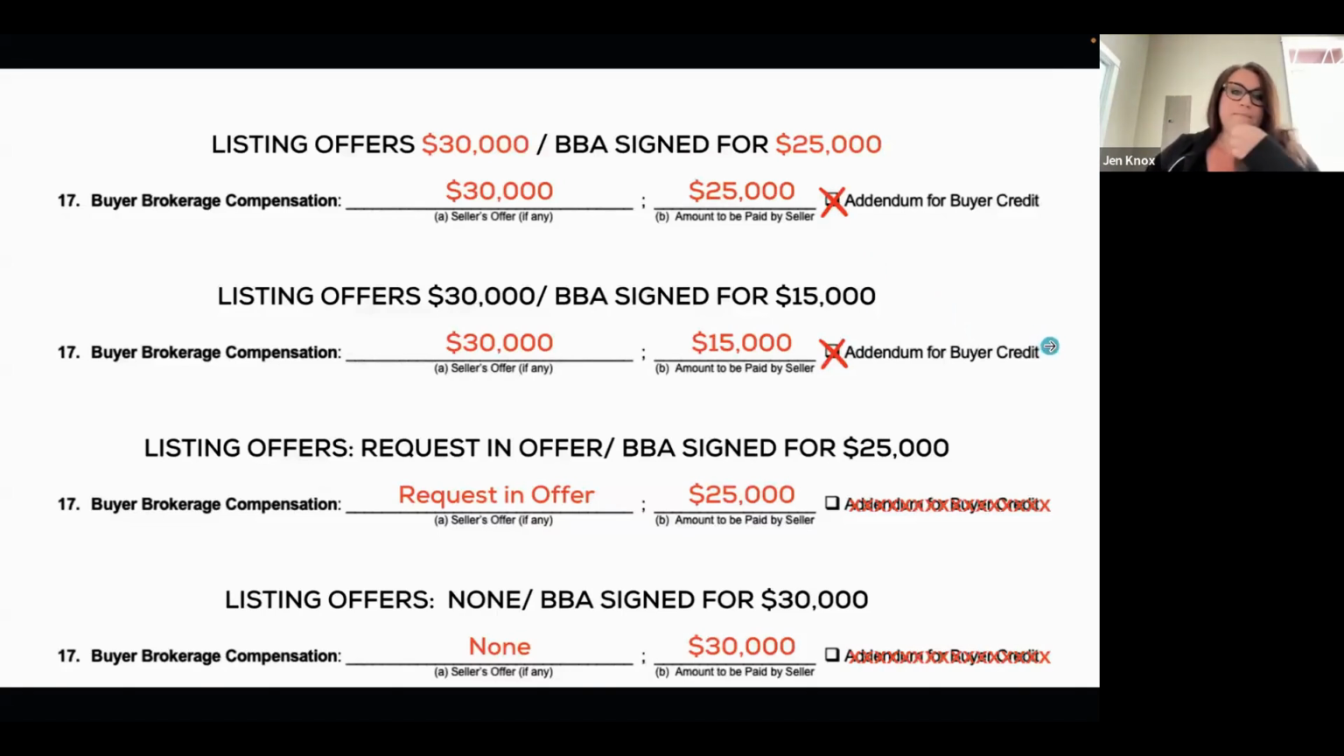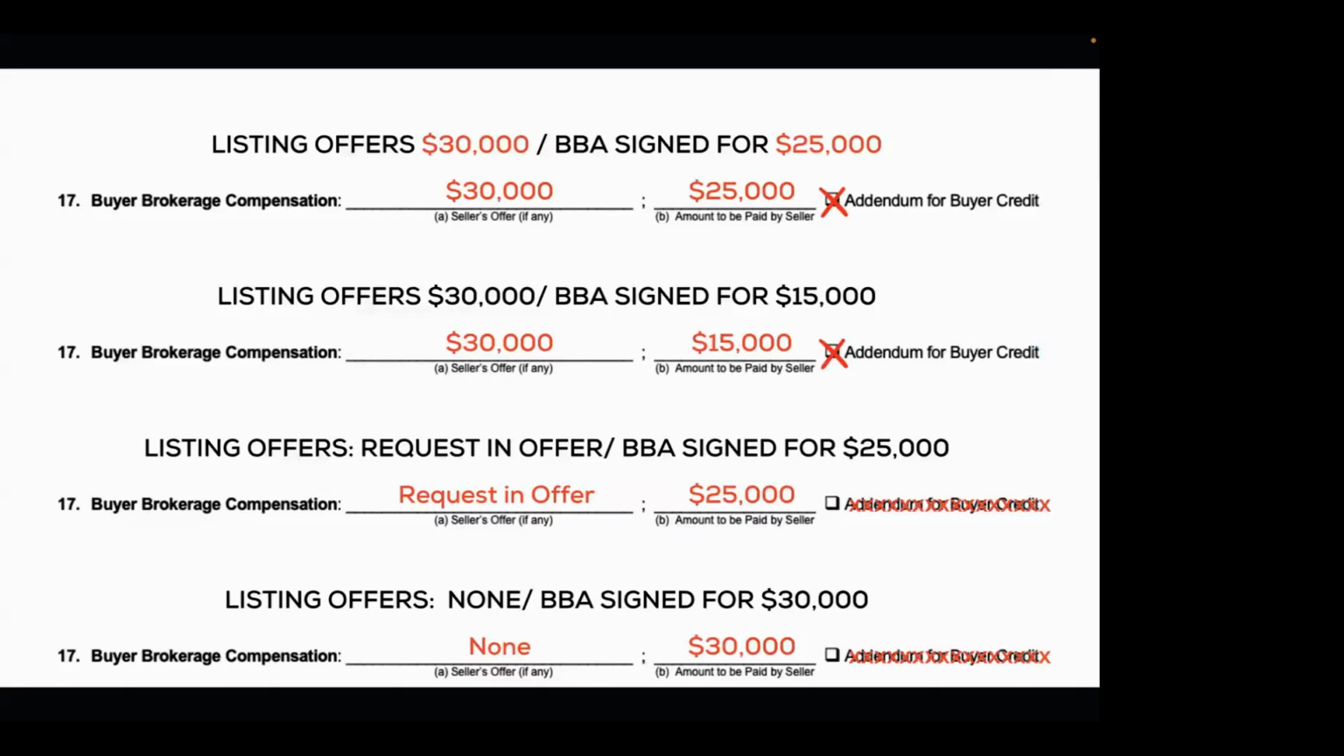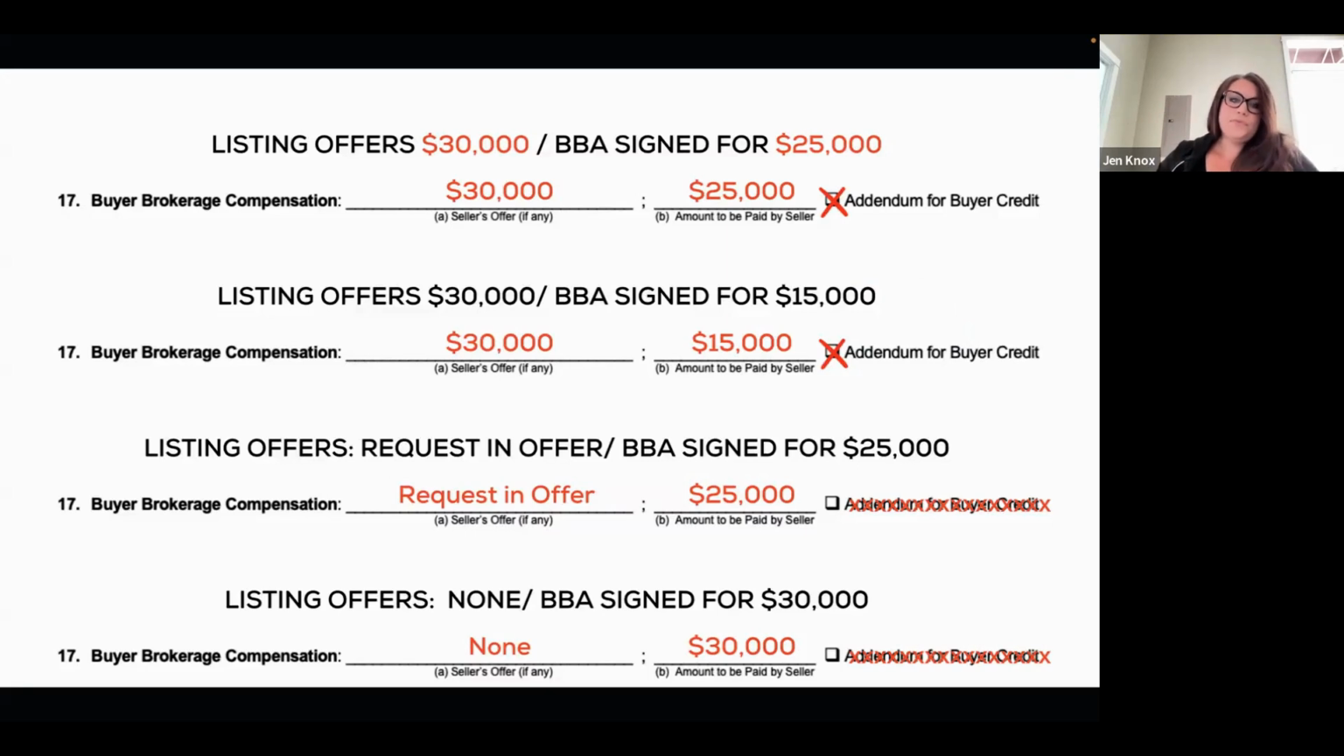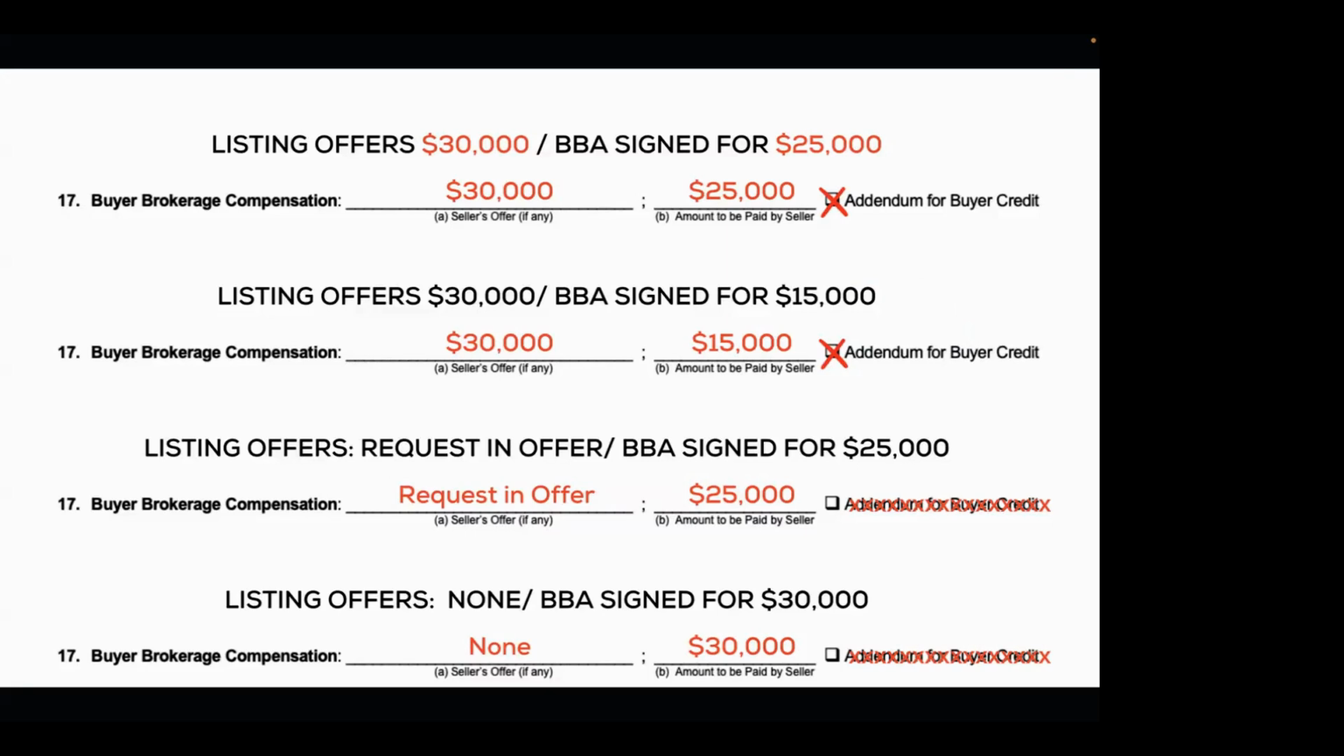Yes, Ashley. Thank you. So if there is no compensation listed, like number 17, number 3 down here, it says request an offer 25,000. So if we wanted to do the same thing here, and let's say our agreement with our buyers is 30,000, but we're asking for our brokerage to be compensated 25, can we click addendum for buyer credit and do a credit to the buyer too, even if it says request an offer? Like if it's 30,000, for example, we can ask for 5 to go to the buyer.